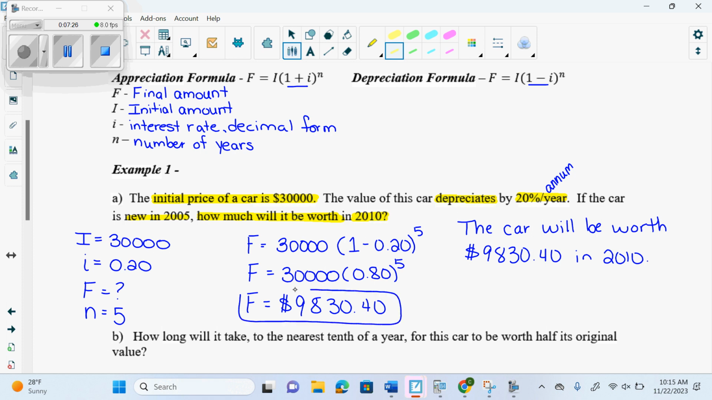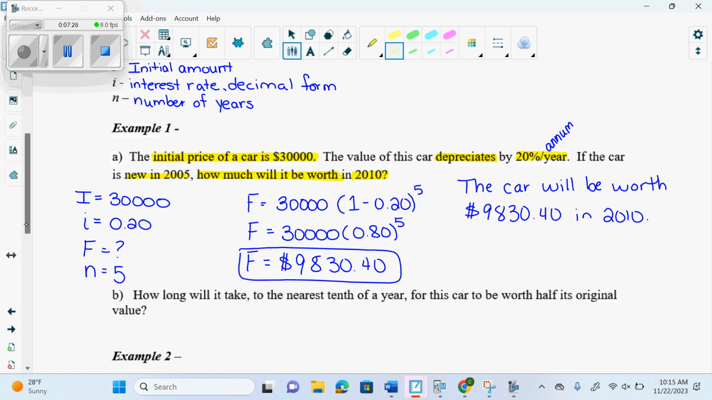All right. The next one says, how long will it take? So what are they making me find? N, to the nearest tenth of a year, so I know that's 1 decimal place. For the car to be worth half of its original. So what's its original? Its initial, so 30,000. Half of its original, what did they give me? Yeah, that's the final. Did the interest rate change at all? No.